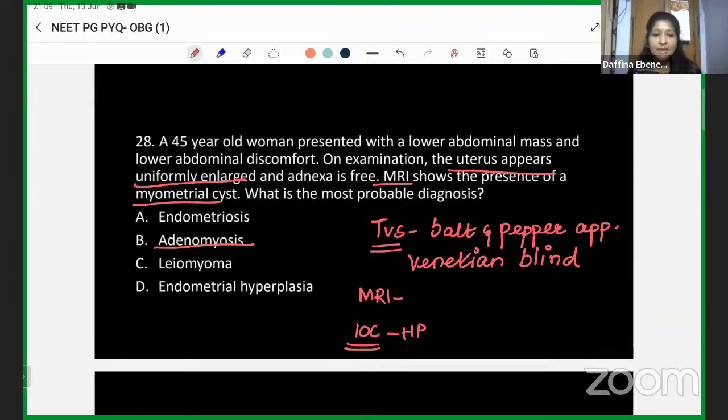What is the treatment? If they have completed family, if they have severe discomfort, you can go ahead with a hysterectomy. On the other hand, if they are young females, if they want symptomatic improvement, you can start with NSAIDs. You can give them mefenamic acid. If it's not responding to the non-hormonal treatment, you can give them hormonal treatment, either in the form of progesterone-only pills. The best hormonal treatment for adenomyosis is going to be Mirena, the levonorgestrel intrauterine device, LNG IUD.